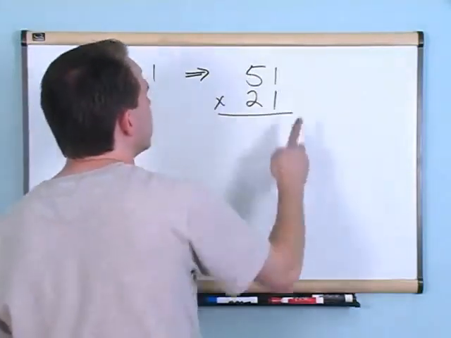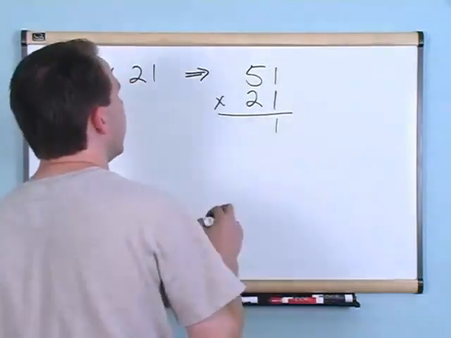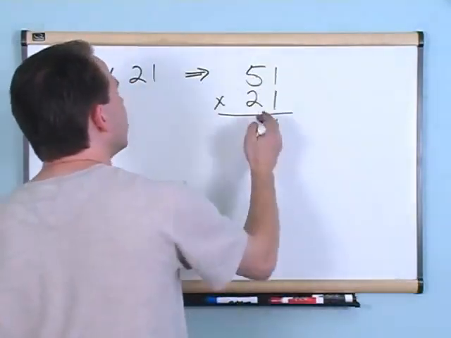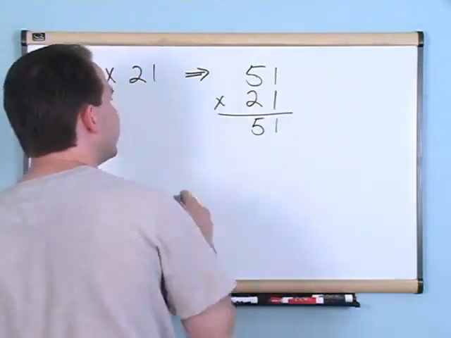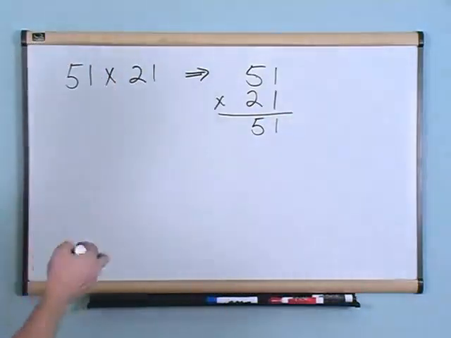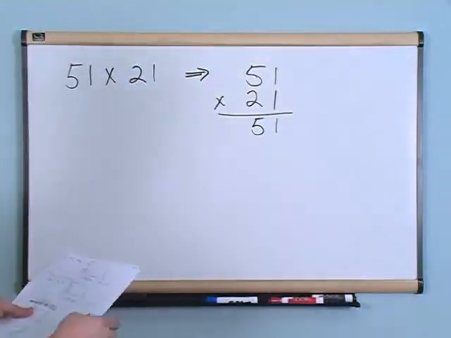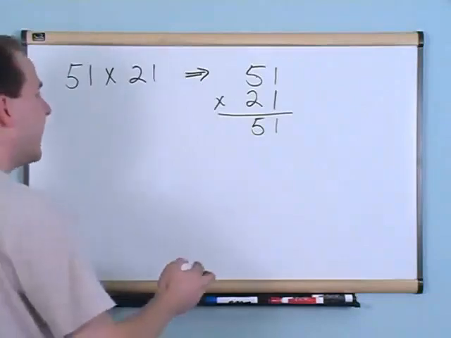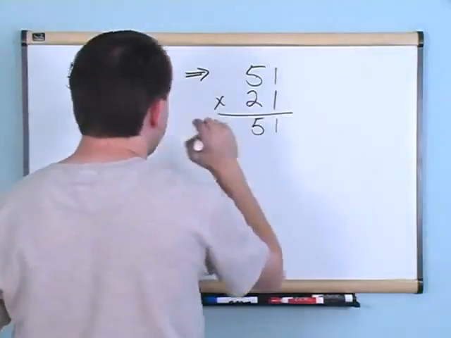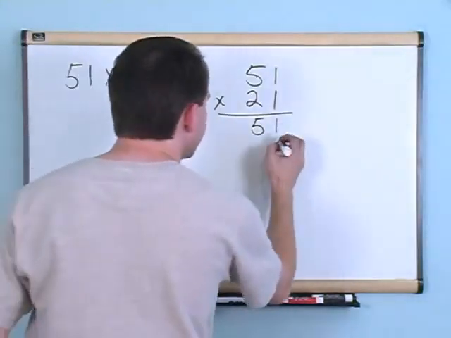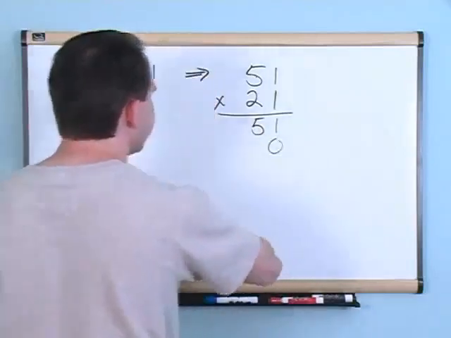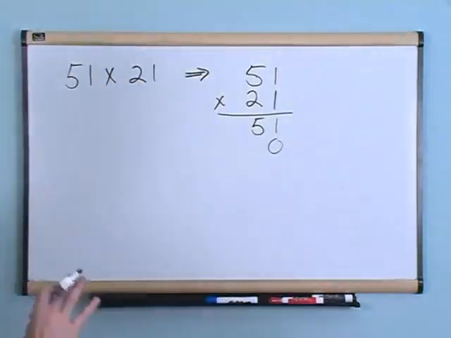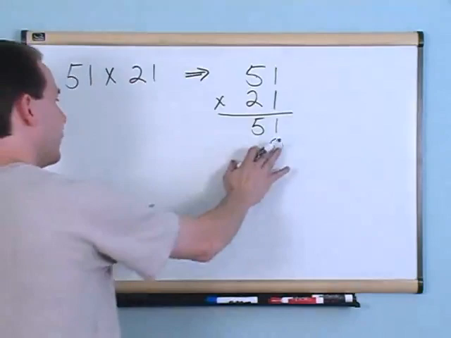1 times 1 gives me 1. Okay? 1 times 5 gives me 5. So I just write that down. Okay? Now, the only thing you really have to remember, okay, is that before you start multiplying these guys, when you move down to the next line, you have to put a 0 here. So put a 0 down. We'll explain why later, okay? But just go ahead and do that.